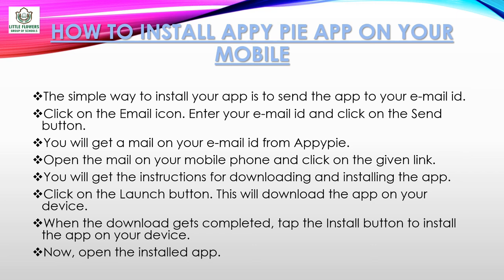Click on the launch button. This will download the app on your device. When the download gets completed, tap the install button to install the app on your device. Now open the installed app. The easiest way: a confirmation email is just sent to your email ID. You have to verify that. Then you get the link of your app. When you click on that link, it starts downloading and installing the app. Then you can click on the button after installing to open it, and it will start on your device.